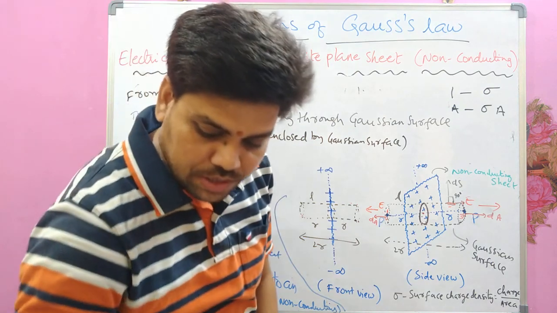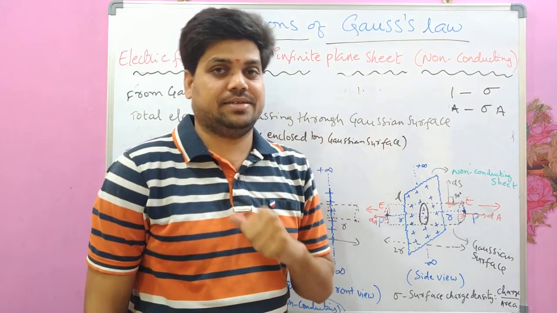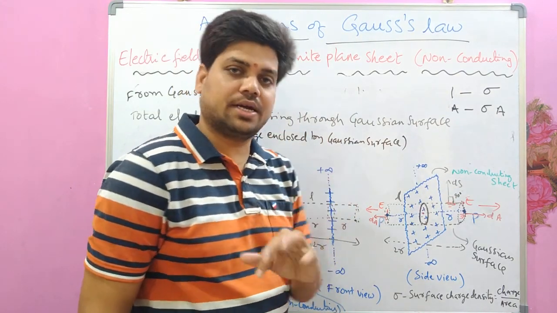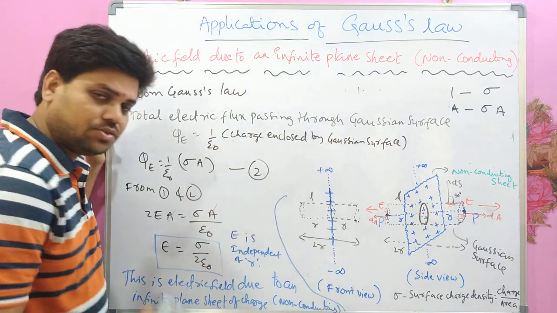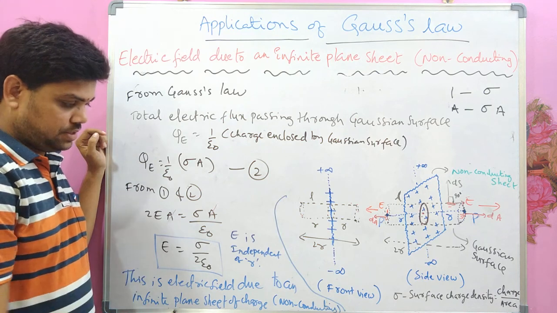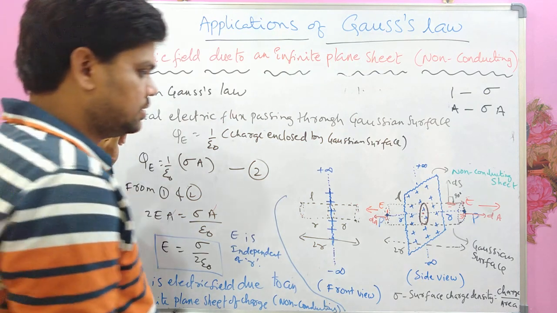Okay, so now we will see the electric field due to an infinite plane sheet of charge, conducting. How will it be different? Okay, now we will see that. Is this okay? Copy it.